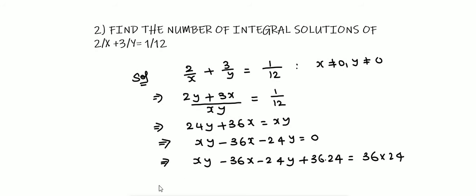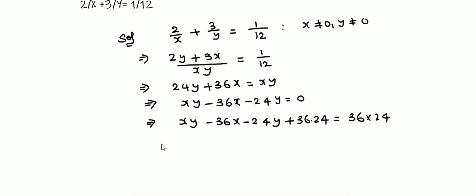Why? Because you can factorize. In that case, you can factorize it as (x - 24) and (y - 36). When you factorize this whole expression, you would get (x - 24)(y - 36), which is equal to 36 times 24.